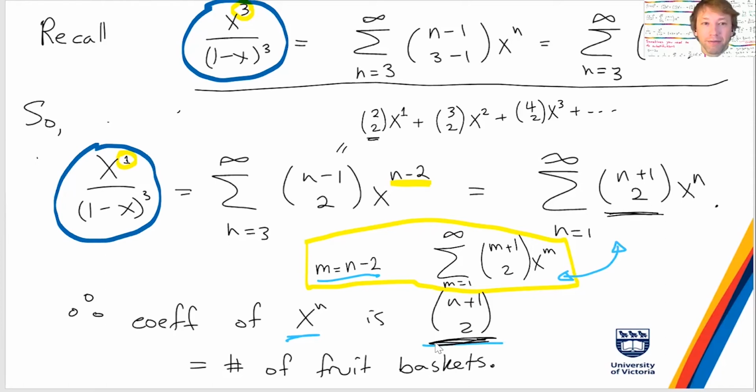But remember, we're counting the number of fruit baskets, and the number of fruit baskets of size n is equal to what we found, and so we found the number of fruit baskets. Any questions about this?